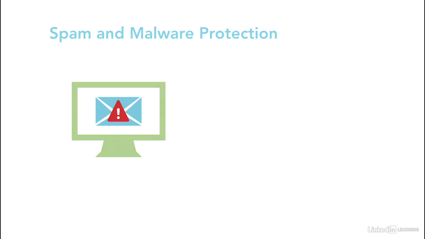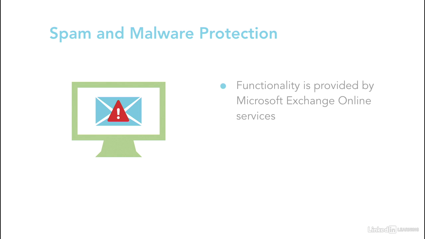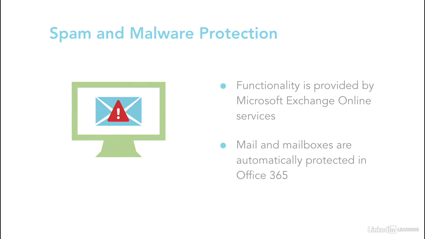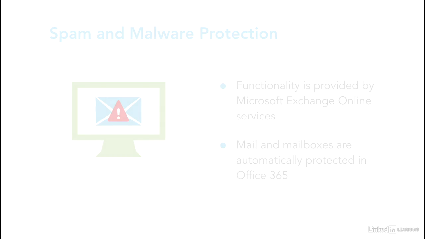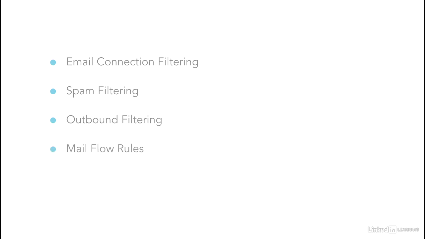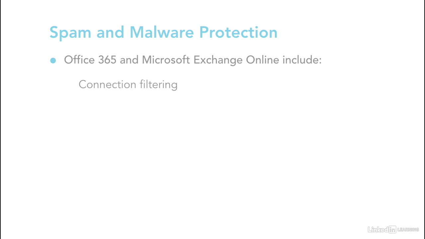When you have an Office 365 subscription, you can host email in the cloud. All spam and malware protection is provided by Microsoft Exchange Online Services, and all mail that is stored in mailboxes in Office 365 is automatically protected. The Microsoft Exchange Online Service within Office 365 includes email connection filtering, spam filtering, outbound filtering, mail flow rules, and spam confidence levels. Connection filtering checks the reputation of the sender against a safe sender list before allowing messages through. You can also create a block list too.